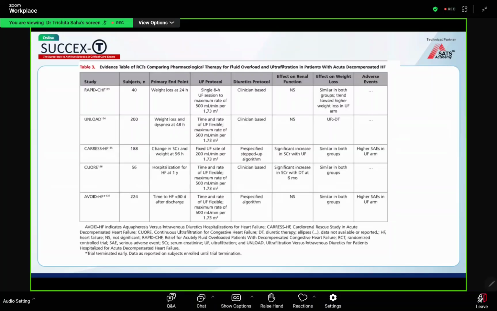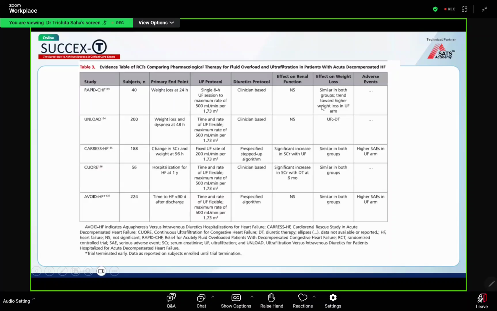So these are the different evidence-based RCTs comparing pharmacological therapies for fluid overload and ultrafiltration in patients with acute decompensated heart failure. This was the RAPID trial, UNLOAD trial, CARRESS-HF trial, AVOID-HF trial. It might not be possible to remember everything, but the important thing you have to know is that in the initial stage the outcome may be similar, with use of diuretics or RRT.